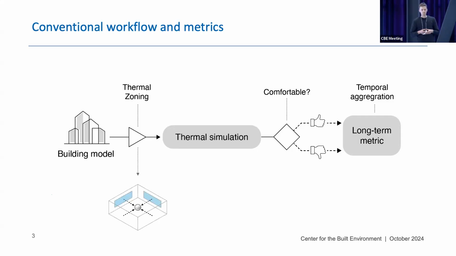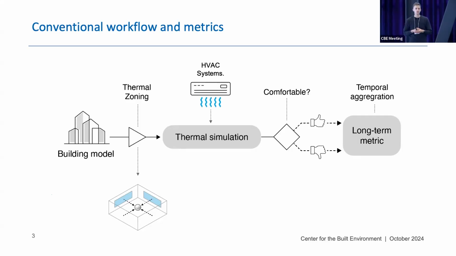What we found is that this has actually quite some problems. First of all, when we look into the thermal zoning, we usually only look into the zone mean, so the center point of that zone. Also, when we run the simulation, especially in early design stages, we often assume that we have an air conditioning system. So we were questioning if this is the best approach for building design, especially in the early design stages.